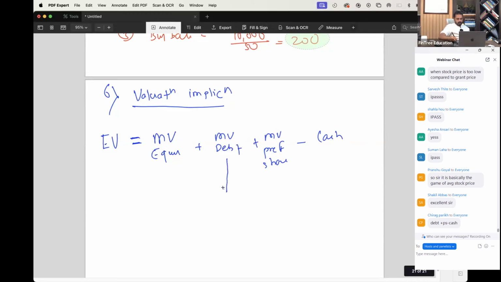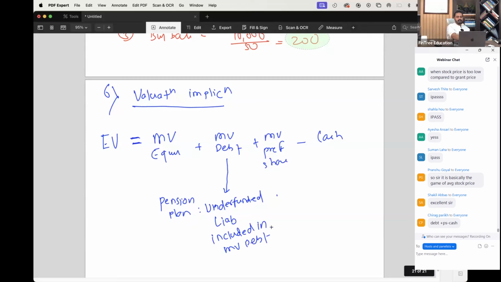Now, if I have a pension plan which is underfunded, what is the meaning of underfunded? I have assets of 100, liabilities of 130 maybe. Then this is a liability that should be included in the market value of debt. That means I should add that underfunding as a part of market value of debt.